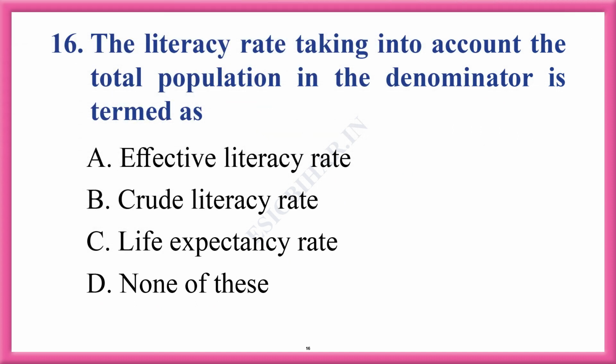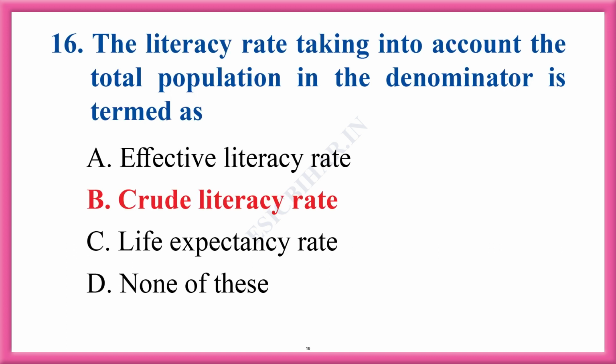Question 16. The literacy rate taking into account the total population in the denominator is termed as A. Effective literacy rate, B. Crude literacy rate, C. Life expectancy rate, D. None of these. And the answer is B. Crude literacy rate.